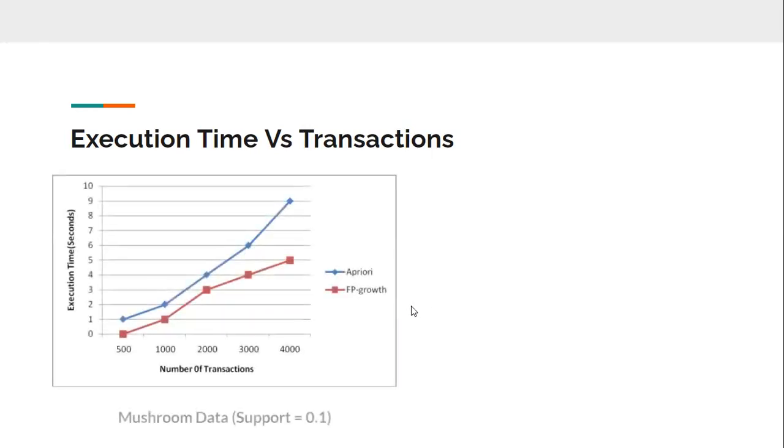When we see the graph for the mushroom dataset, which has a support of 0.1, as the number of transactions grows, the Apriori execution time is exponential till the end. But the FP growth algorithm is kind of exponential in the beginning, but when it reaches a certain number of transactions, it starts being a little bit linear.